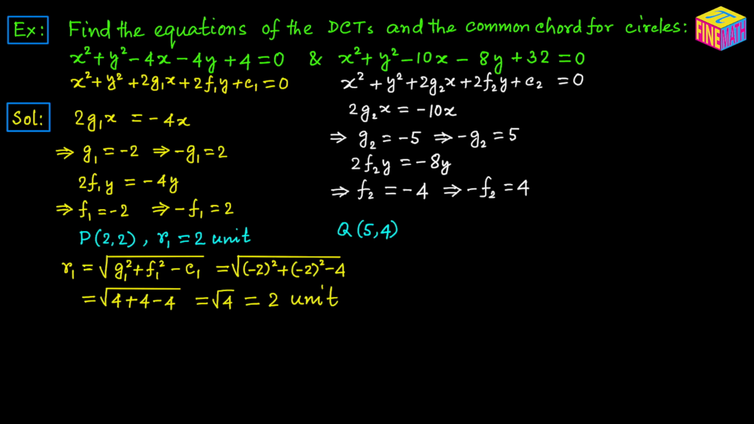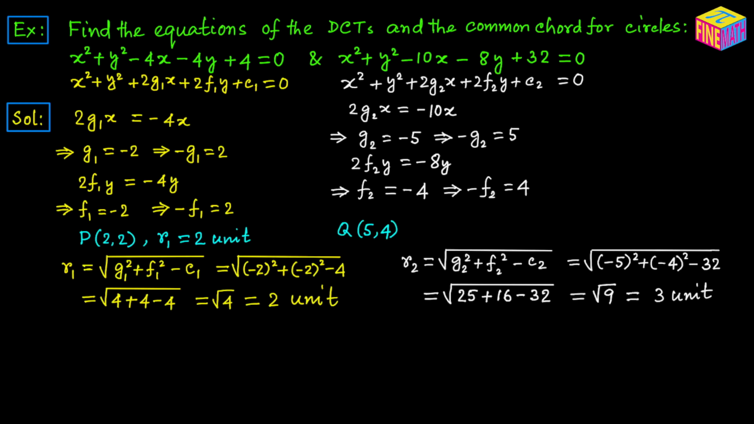And now what would be the radius of the second circle? Let's assume that to be r sub 2, which will be equal to square root of g sub 2 squared plus f sub 2 squared minus c sub 2. And now let's plug in the values, and that radius turns out to be 3 units.